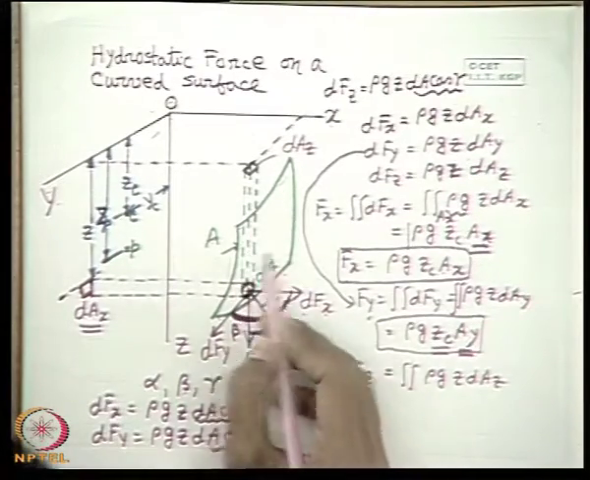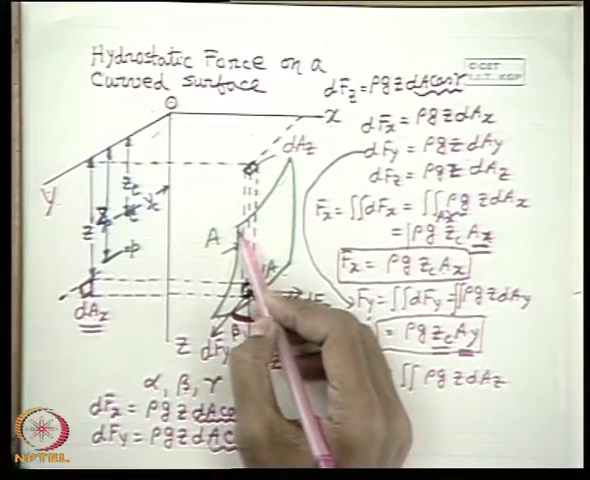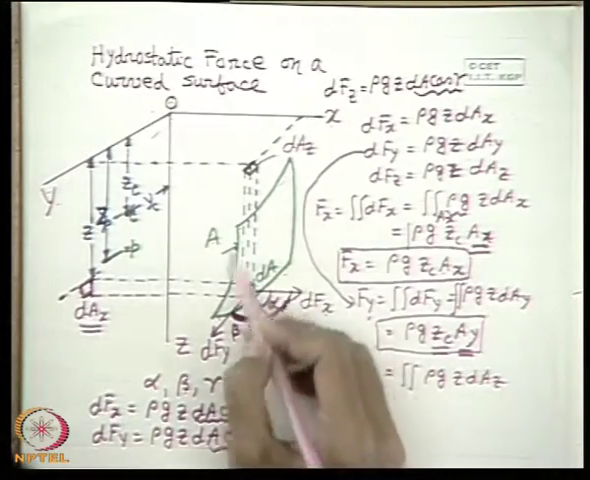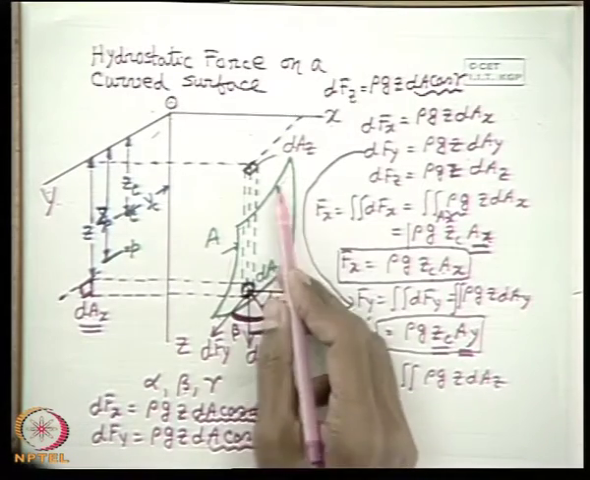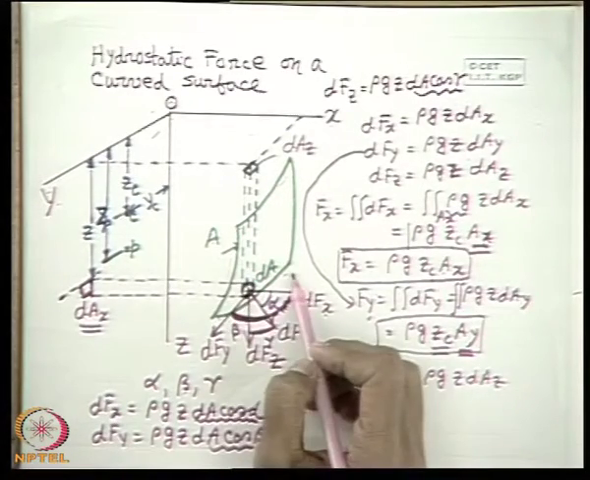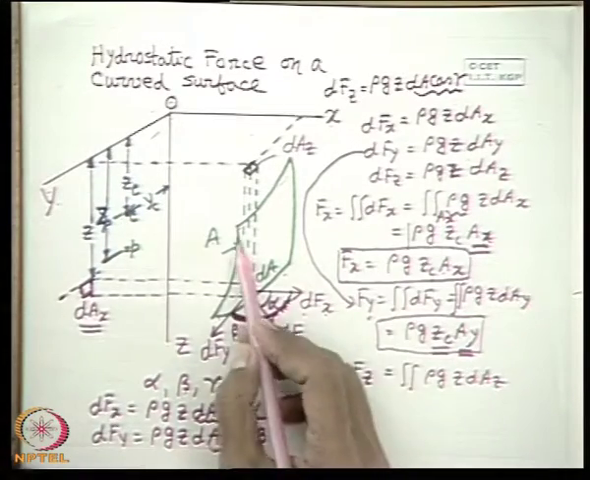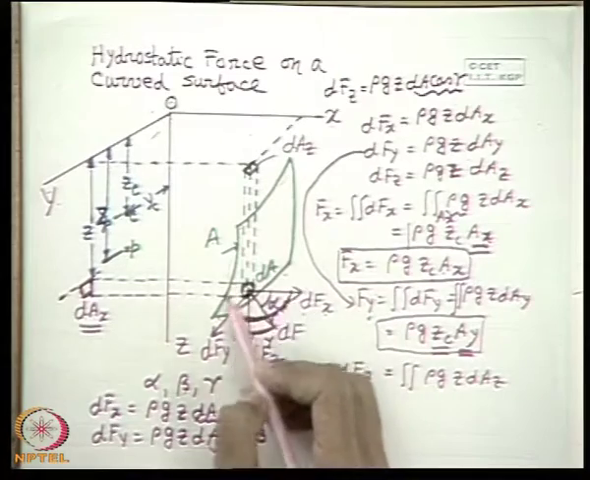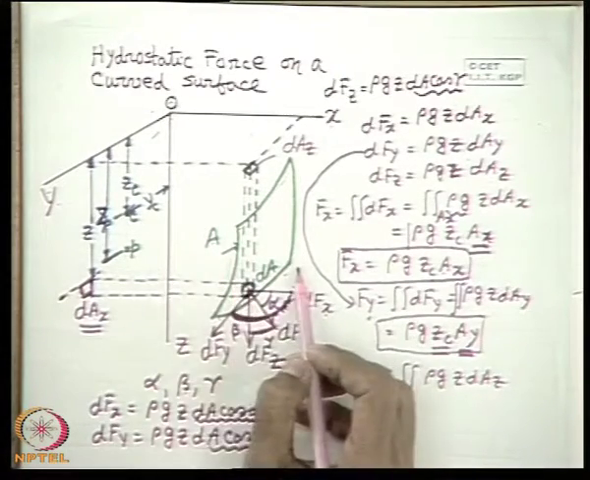hydrostatic force in any horizontal direction on a curved surface equals the hydrostatic force exerted on a plane surface which is perpendicular to that direction and whose area is equal to the projected area of the curved surface on that particular plane perpendicular to this direction.